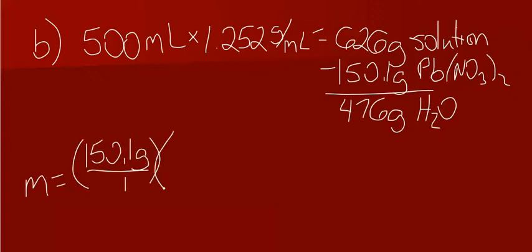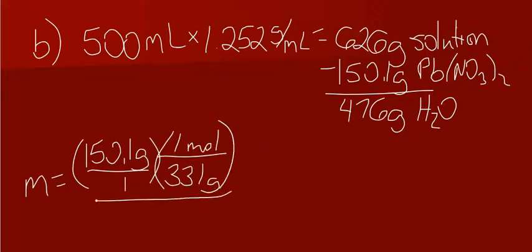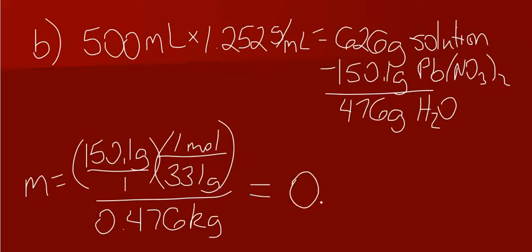Molality then, we're going to take the moles of the lead nitrate. We had 150.1 grams, divide by the molar mass. Divided by kilograms of solvent. We have 476 grams, so 0.476 kilograms. So the concentration in terms of molality is 0.953 molal, the small m.